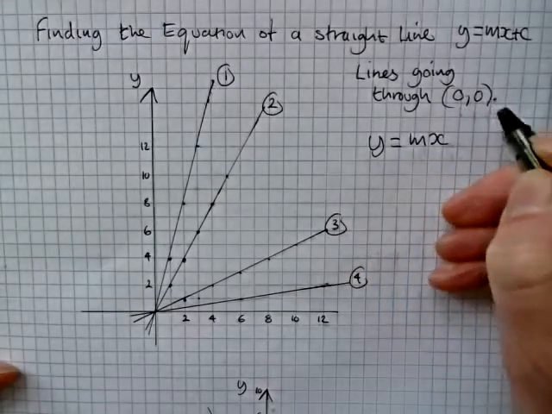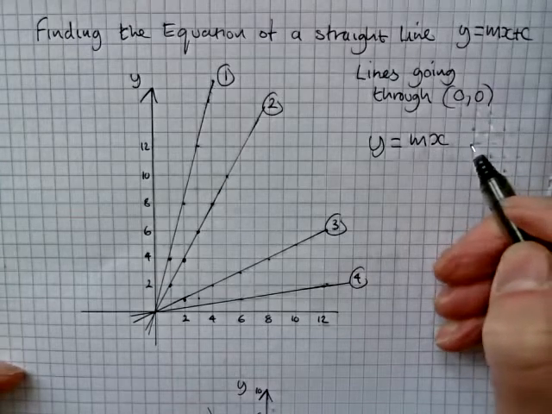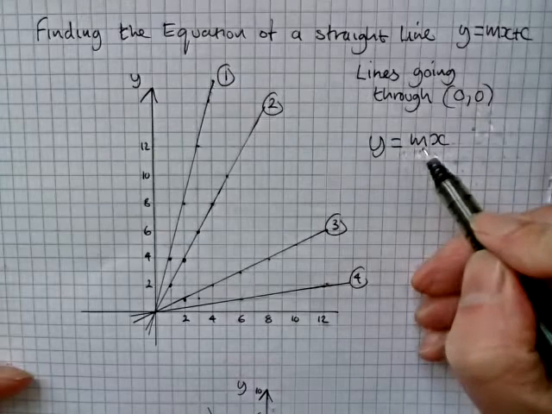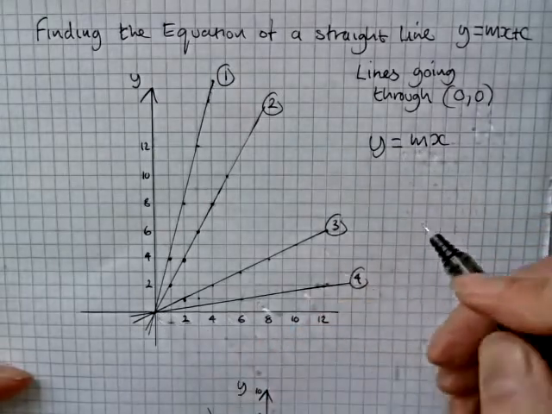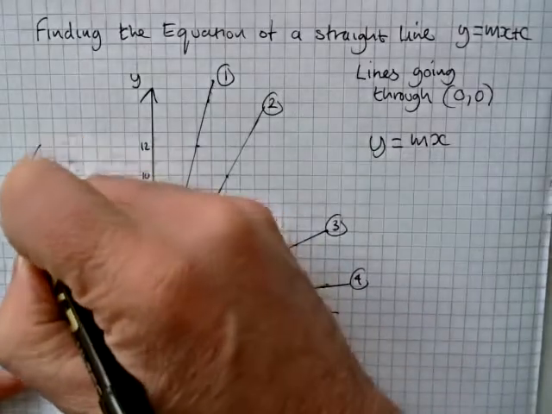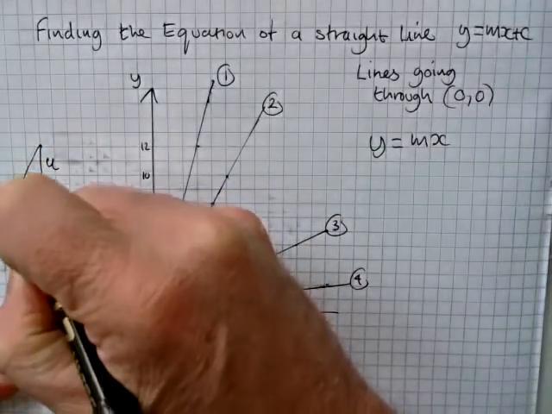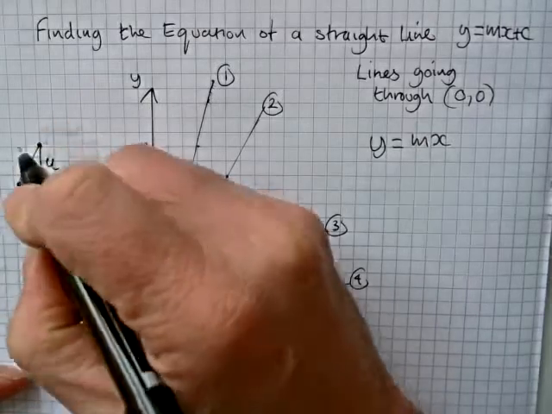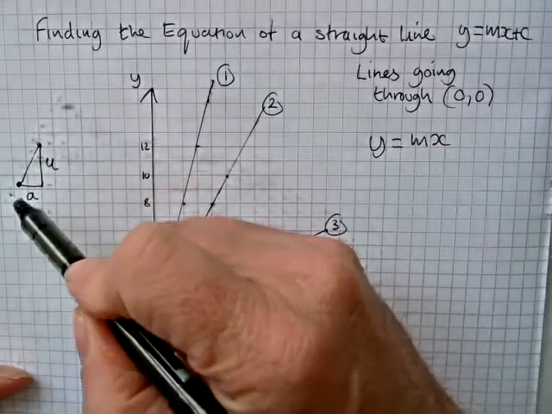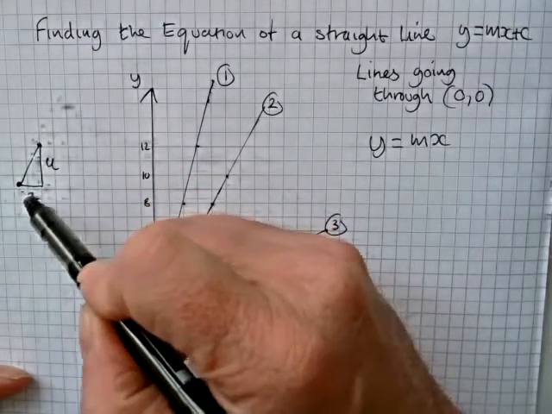Because it goes through 0, 0, there is no number on the end. This is a special type, and you'll find out why as we work through this. But to find the m, we have to work out the gradient of the line. Now the gradient of the line, I'll remind you, is the up over the across between any 2 points you choose to select. And on a straight line, it doesn't matter where you choose the points, the value of m will be the same when you compare the up against the across.